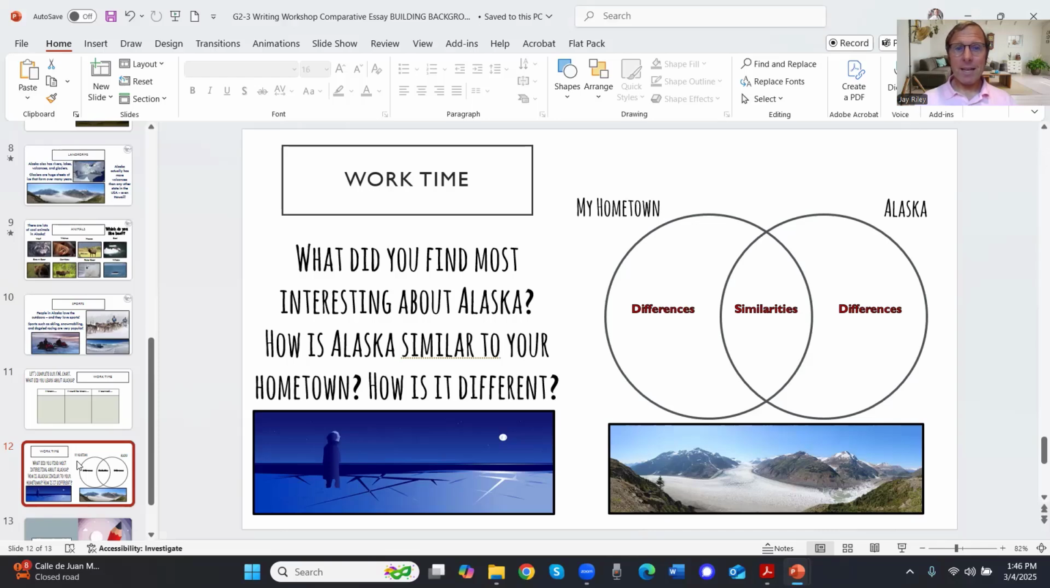A difference might be that it gets very warm where you live and you go to the beach all the time, something like that. And that could be something that's different. But we want to start building out these similarities and these differences between Alaska and your hometown. And in our next lesson, we're going to come back and take a look at a mentor text. And we're going to see how people can weave these similarities and differences into a very simple comparative essay. So I will see you in day 2 of writing a comparative essay.